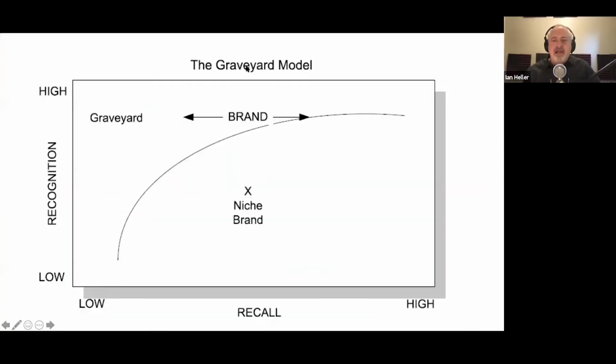Okay, so this is the model as drawn. This is actually from David Aaker's book, but it's as drawn by Young and Rubicam. It shows a correlation on a 2x2 matrix, or really two axes, an X and Y axis, between recognition and recall. Recognition means I recognize that brand. I think I understand it. I don't necessarily need more information, which is when you're in the brand graveyard. Recall is when I'm in a moment where I need something, I actually think of that brand.